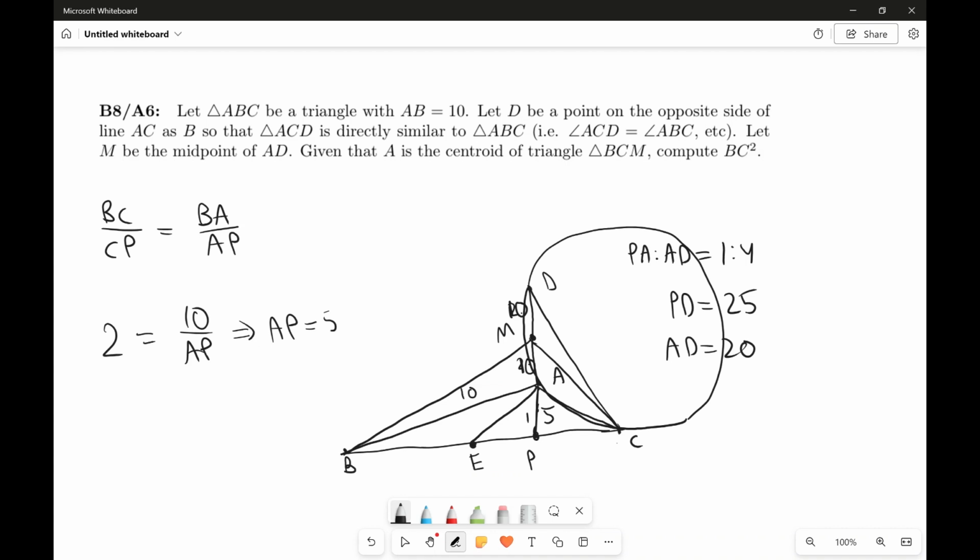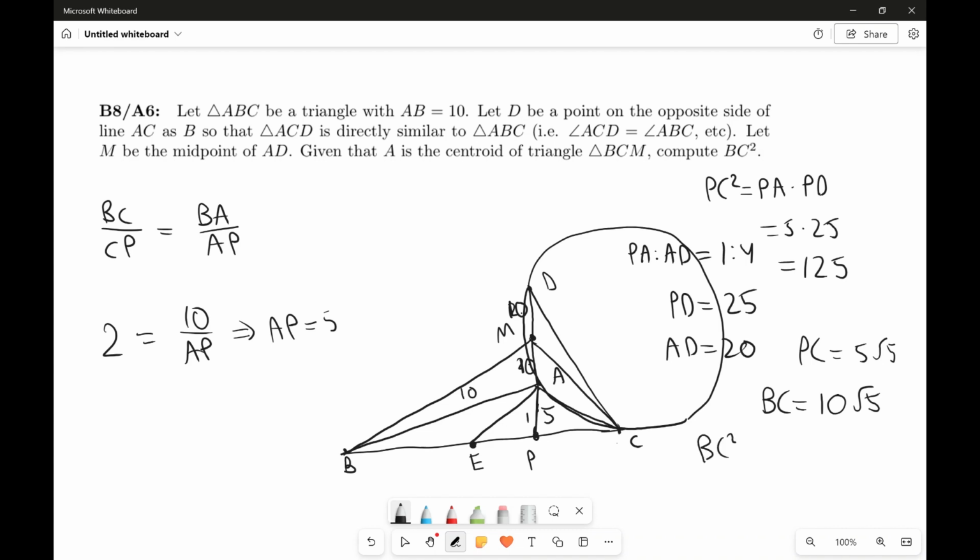We can use power of a point at the point P, since PC is tangent, and get PC squared is equal to PA times PD, which is 5 times 25, which is 125. So PC is equal to 5 root 5, and since P is the midpoint of BC, BC is equal to 10 root 5, and BC squared is therefore equal to 100 times 5, which is 500. And that is the answer to our problem.